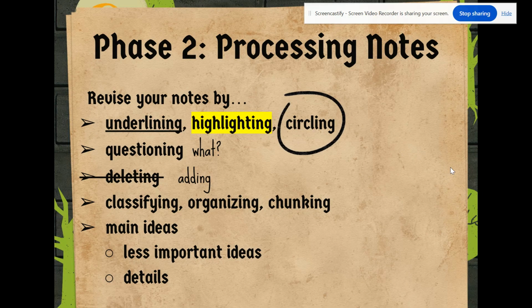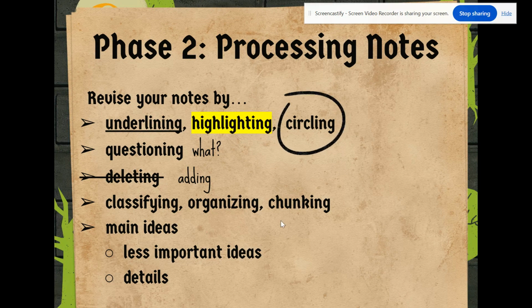Now, when you're taking notes, you don't have to write absolutely everything. In fact, you shouldn't write everything. You just want to write the important information. So depending on what kind of notes you have, you want to underline, highlight, and circle important information. Questioning, what does this mean? So put a question mark or write what next to it so that when you come back, you can answer that question. You can delete and add different parts to the notes.